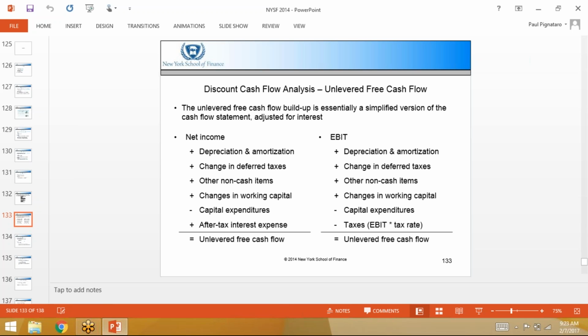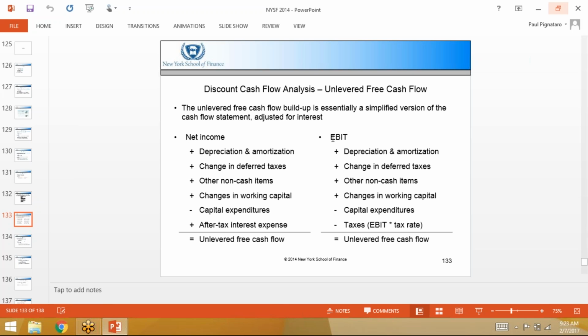So we start with EBIT. And if you start with EBIT, we can get to the same number that you would have on the left side. We would have gotten the same number by adding depreciation, adding deferred taxes, adding other non-cash items, adding change in working capital, less CapEx. The only difference is EBIT is already before interest, so you don't have to add back after-tax interest.